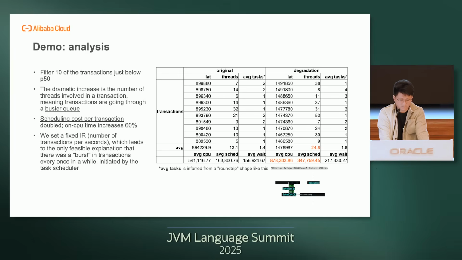And given that we set a fixed IR, which means a fixed number of transactions per second, this leads to the more probable explanation that there's a burst in transactions every once in a while, initiated by the task scheduler. And yeah, that's the demo. It shows us that with this quantitative approach, we can dig into a problem and find the root cause of the problem.